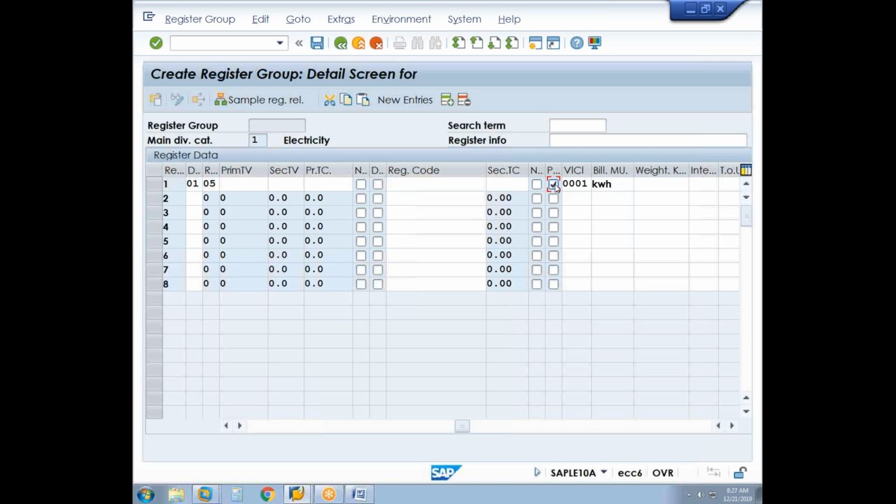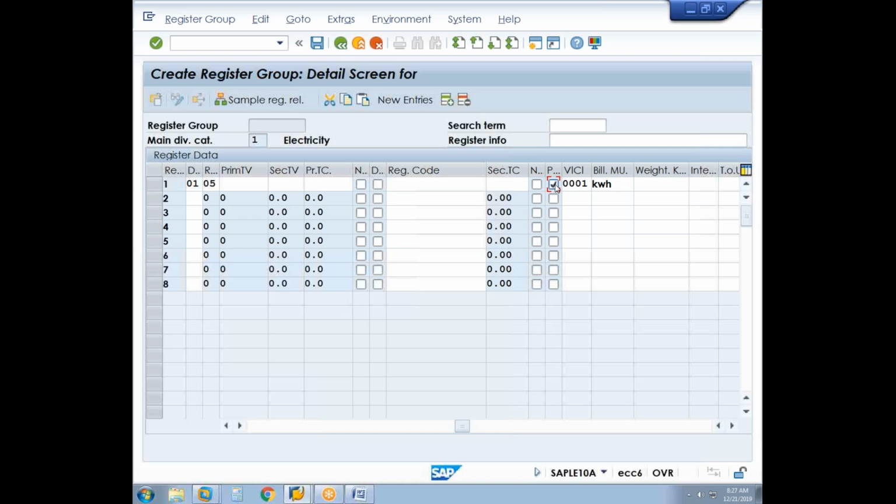So we ask the system to propose this information for the register at the time of billing. If you don't mark it P, then you cannot do any billing, because unless we have some register-relevant data, we cannot do the billing. So we have to mark it as P, relevant for billing. There could be some registers which are not relevant for billing, so you can leave those open, but this one is required. Here it is P. You mark it as relevant for billing.